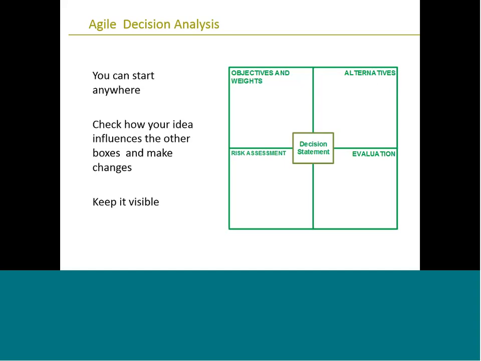But now we can cluster the alternatives we can see around that. We can cluster the evaluation information. We can put some risk assessment points in and some objectives and weights. So one of the things you can do here is start anywhere. If somebody says, well, I'd really like to buy one of these new Mazda MX-5s, okay, so put that in alternatives. Have you looked at any other alternatives? I've looked at a Jaguar F-Type, but that's too expensive.